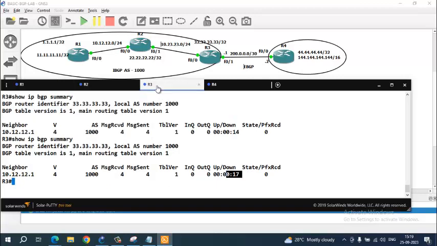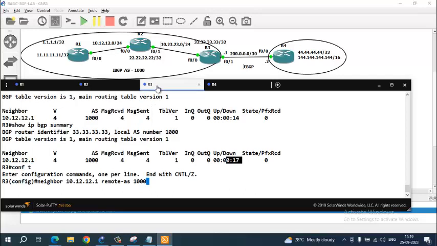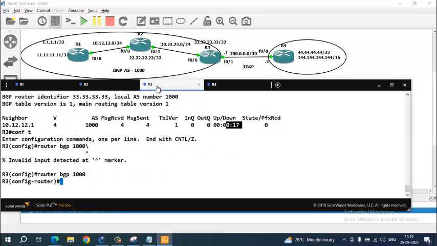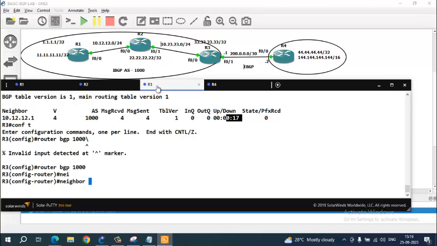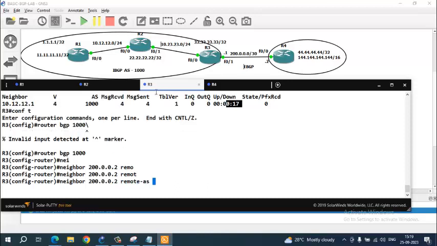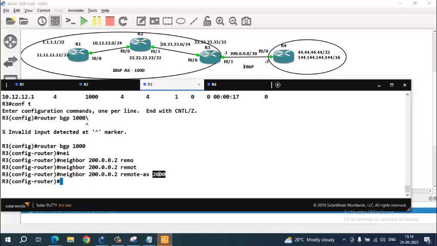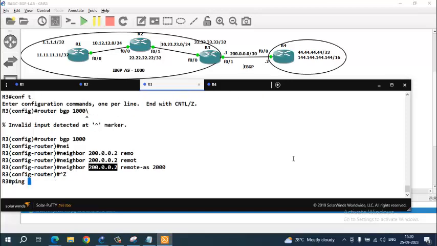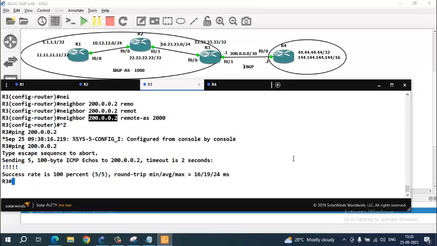Now let's go to eBGP. Same router BGP 1000. Same command only. Neighbor 200.0.0.2, remote AS 2000. So this makes the router understand I belong to 1000, but my neighbor belongs to 2000. So this guy is an eBGP neighbor. He needs to be directly connected. Ping and see. He's connected directly, so he's pingable.